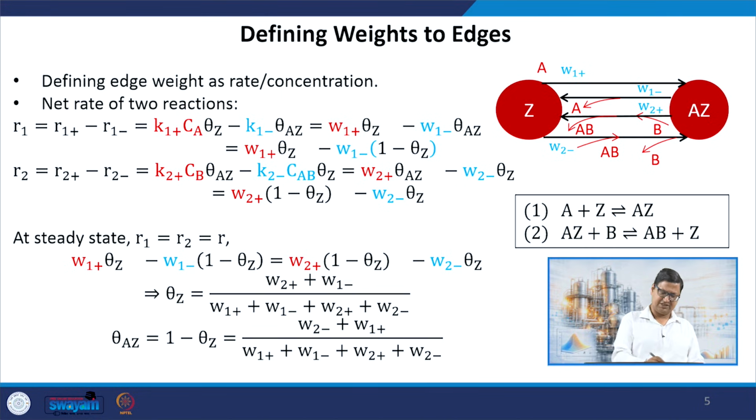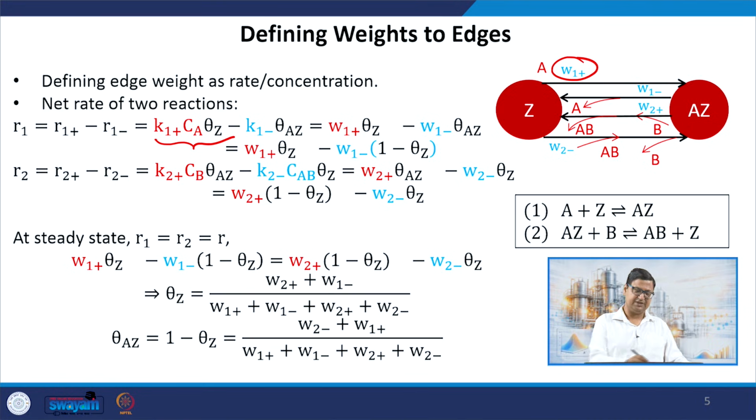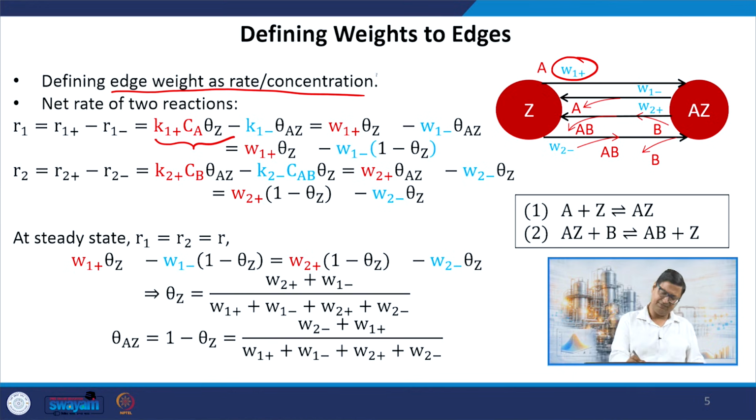So for the first step, for example, the rate is K1 plus Ca theta Z. If I divide it by theta Z, we have K1 plus Ca. That quantity I will call the weight of the corresponding edge, right? So basically, edge weight is defined as the rate happening here divided by the concentration of the intermediate.